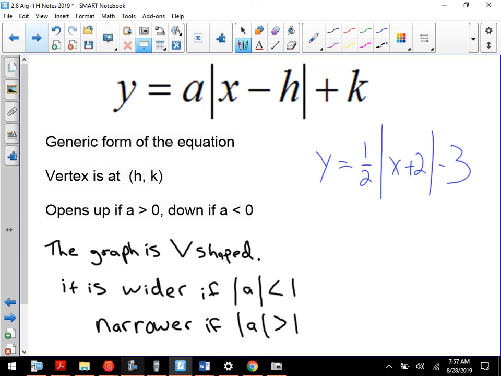Y's. Vertical. What letter comes first in the alphabet? X or Y? X. What comes first in the alphabet, H or K? H. H's correspond with your X values. K's correspond with your Y values. What comes first in the alphabet, sine or cosine? Cosine is going to correspond with your X. Sine is going to correspond with your Y.